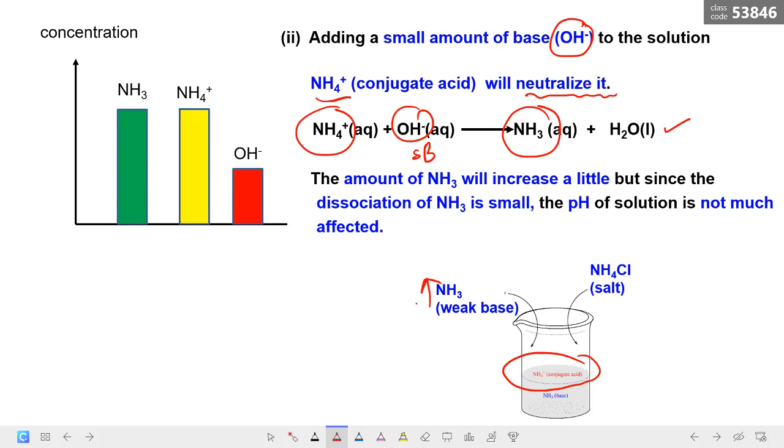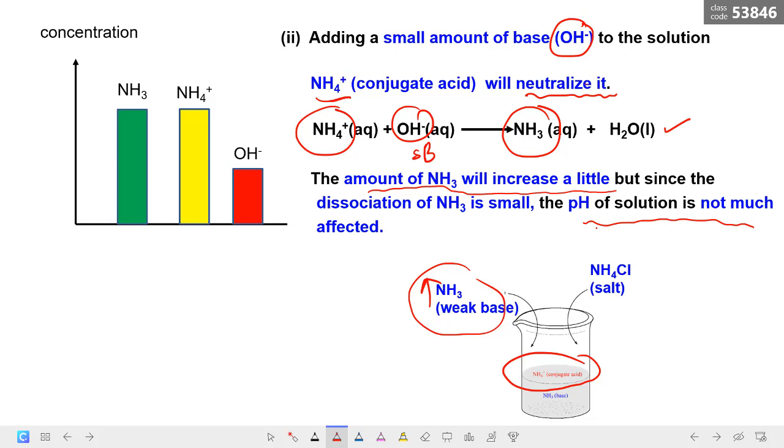So the amount of ammonia will increase a little, but since the dissociation of ammonia is small, tadi saya dah terangkan ammonia dalam ni pun mengalami sedikit penceraian, okay, tapi dia mengalami small dissociation, so the pH is not much affected. So pH itu perubahannya terlalu sedikit, terlalu kecil.